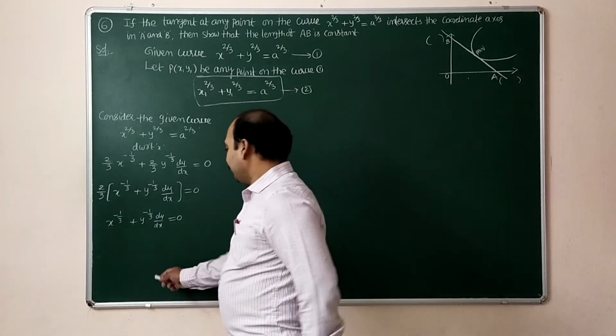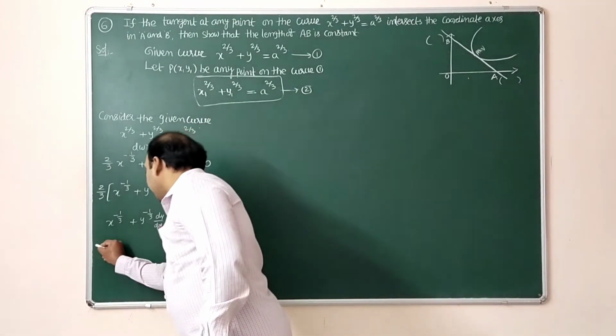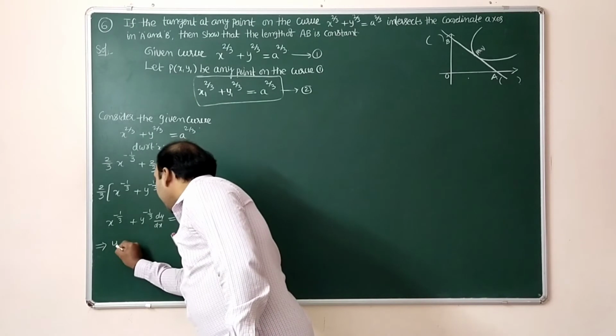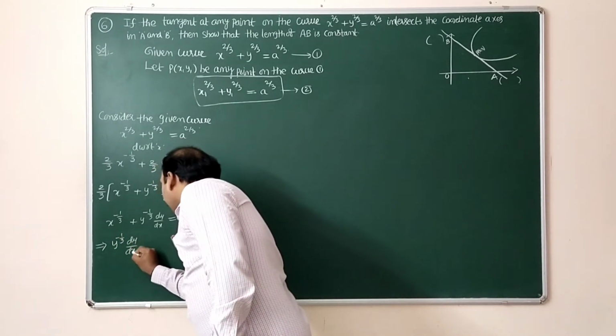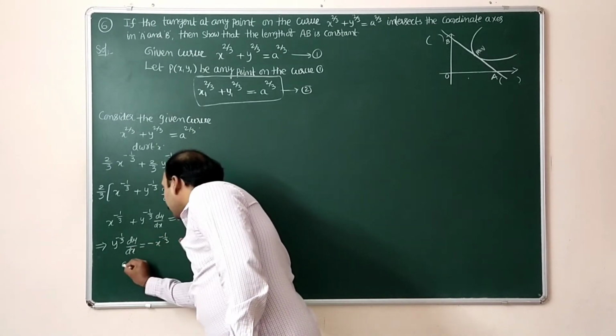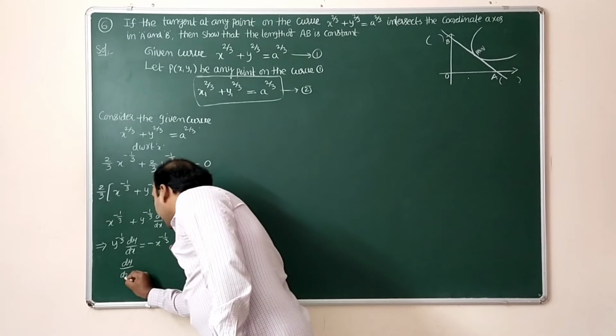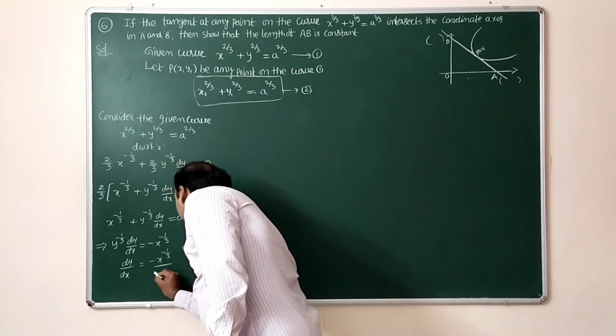From this, dy by dx make as a subject. So y power minus 1 by 3 into dy by dx is equal to minus x power minus 1 by 3. So dy by dx equal to minus x power minus 1 by 3 divided by y power minus 1 by 3.